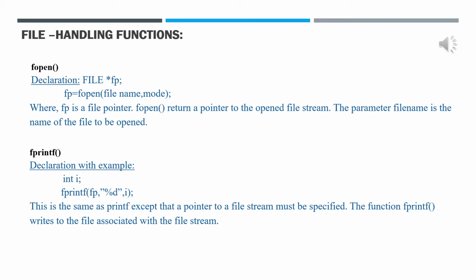Next is fprintf. So we can see the declaration with example int i. This i is a variable of type integer. fprintf(fp, "%d", i). So it is the same as printf except that a pointer to a file stream must be specified, which is fp here. The function fprintf writes to the file associated with the file stream, and because we are printing an integer, %d is used.